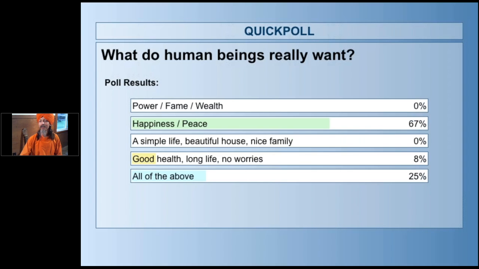And let's share the results. So the question was, what do human beings really want? The first choice was power, fame, wealth. 0% of you have chosen that answer. And then the next one is happiness, peace. 67% of you have chosen that one. Then the next one, a simple life, a beautiful house, a nice family. 0% of you have chosen that one. Then good health, long life, no worries. 8% of you have chosen that one. And all of the above, 25% of you. Okay, so that's fine.